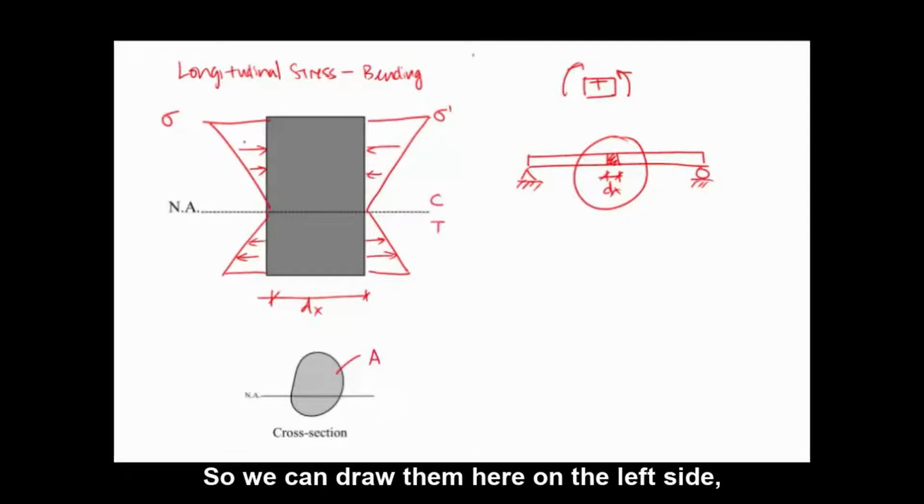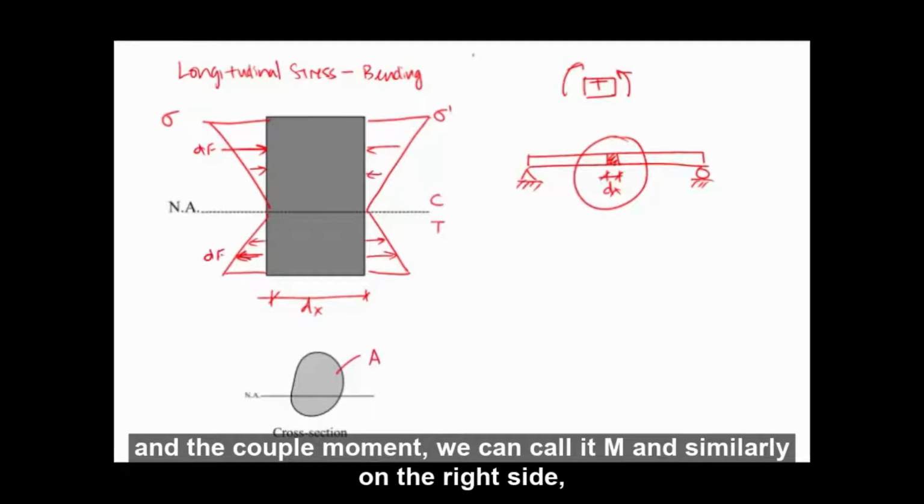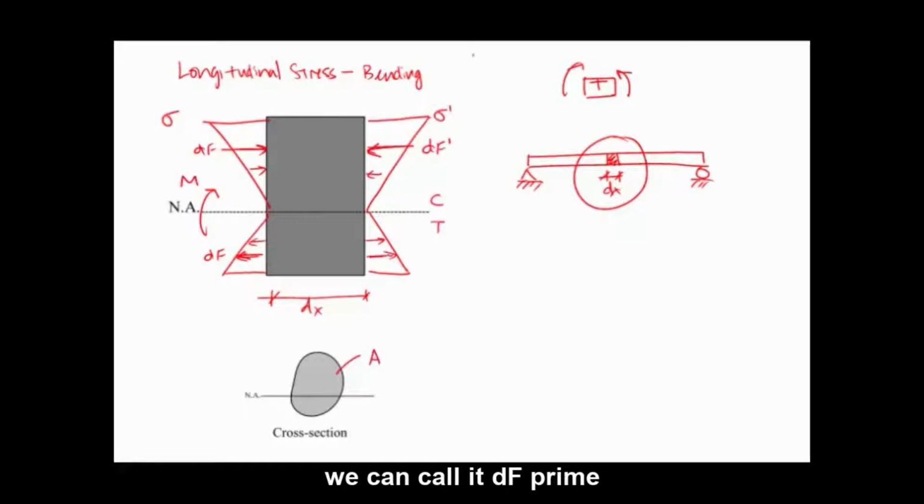So we can draw them here. On the left side, we can call it dF, the pair of forces, and the couple moment, we can call it M. And similarly, on the right side, you can call it dF prime. And this has a couple moment of M plus a differential moment dM.